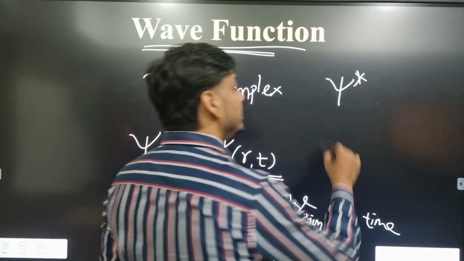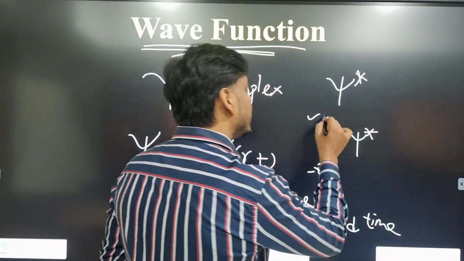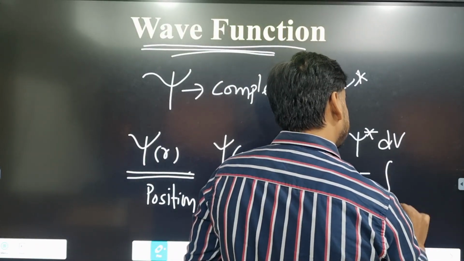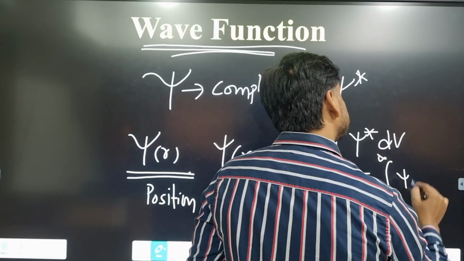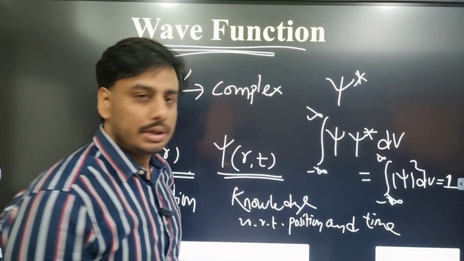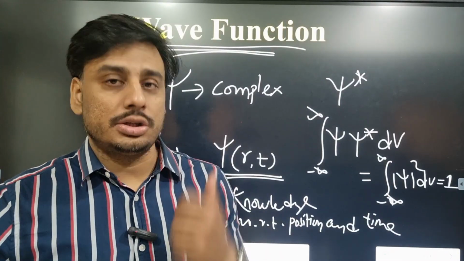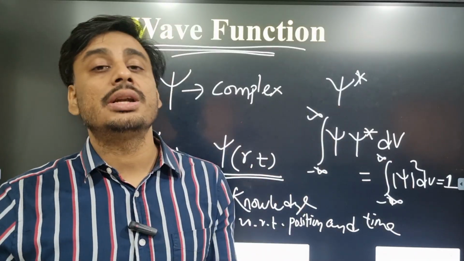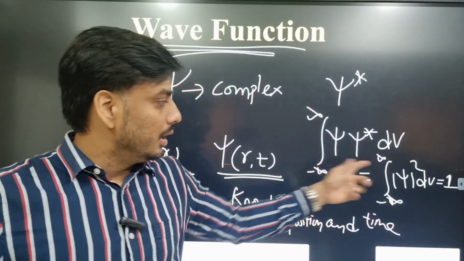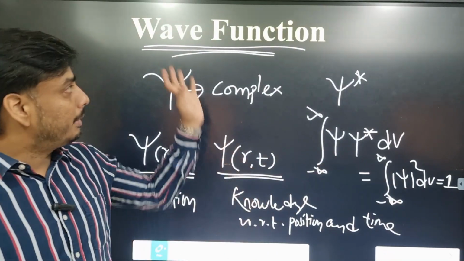So the probability is always the integration of psi into psi star dv, from minus infinity to plus infinity, or you can directly write the integral of mod psi square dv. And the maximum probability, as you already know, is 100%. Just like if we toss a coin, the probability of finding head is 50% and the probability of finding tail is 50%. So the total maximum probability is always 100%. So here the probability of finding the particle is always 1. This is all about the wave function.